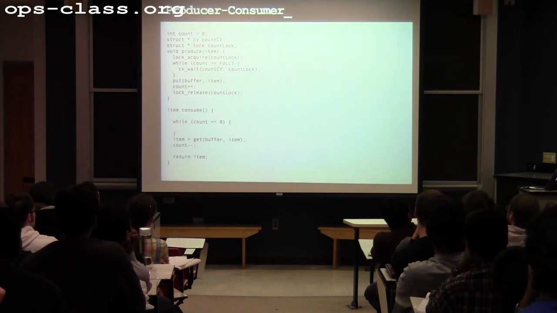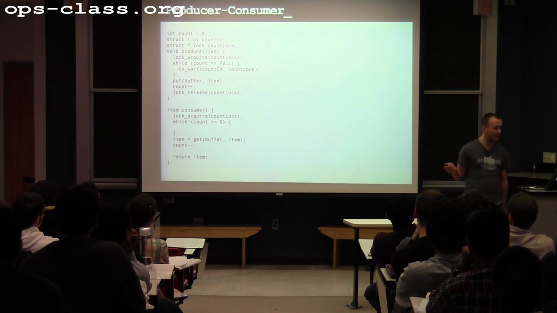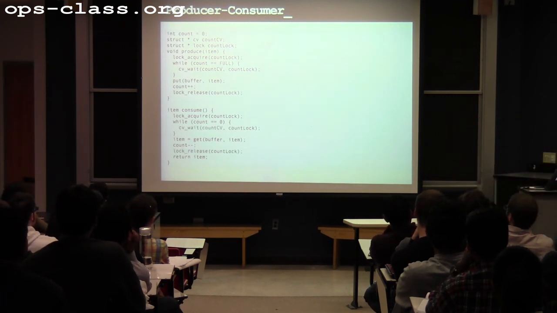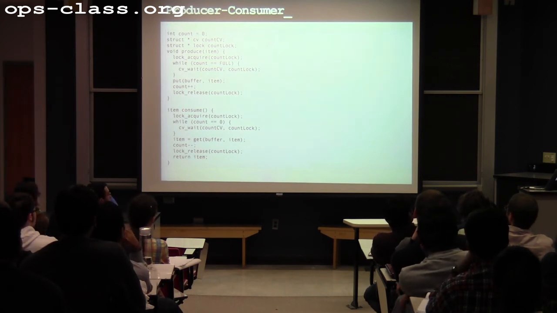So consume looks quite similar, right? And we won't dwell on this. I acquire the lock. I need the lock to check the count. I do the same wait here, and I drop the lock here, right? And as someone has pointed out, there's something missing from this example. This example has properly synchronized the count shared state and the buffer. But what's not going to happen here?